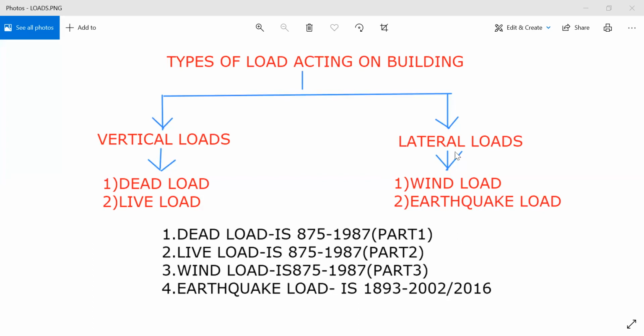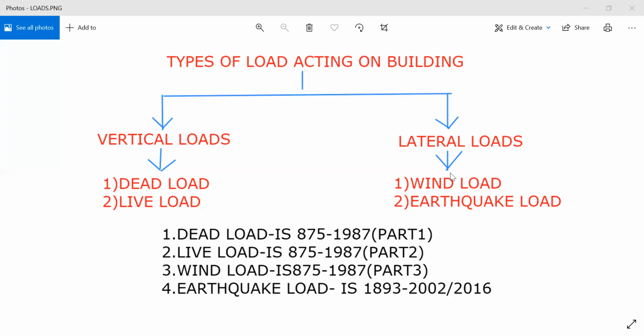Now the second is lateral loads. Lateral loads are nothing but those which act on the building to displace that building. Suppose we are considering wind load. Wind load acts on the building in a lateral or horizontal manner, externally, only externally. If wind load is acting externally on that building, how much should be the quantity of wind load? That depends upon your structure, which city it is located in.